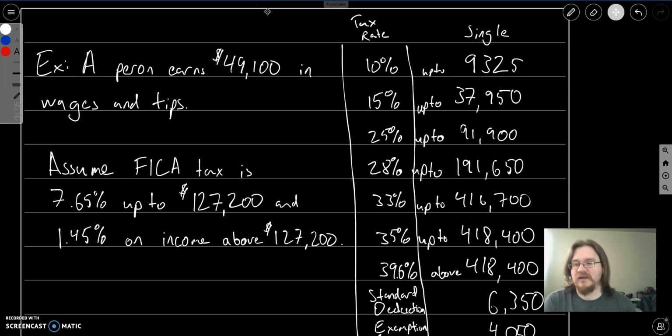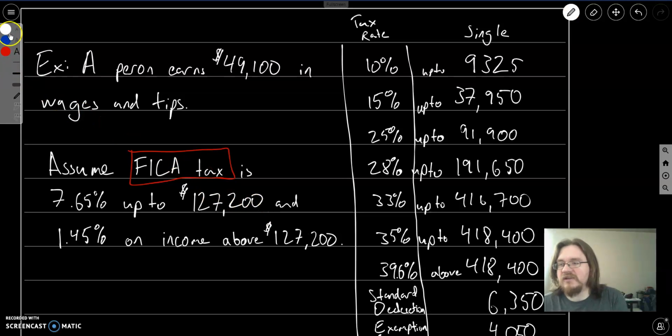Hello and welcome back. Let's do one final example, and in this example we will not only calculate the income tax, which is what we use the tax brackets for, but also the FICA tax. The FICA tax is what goes toward things like Social Security, and unlike income tax, the FICA tax applies to all of one's income over the course of the year.